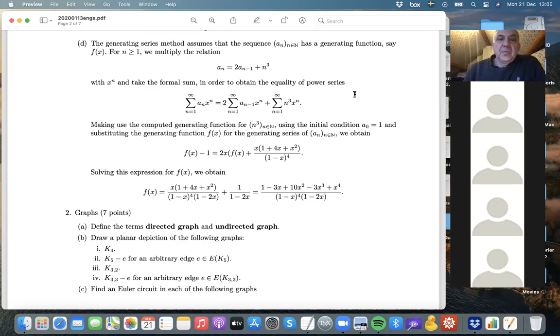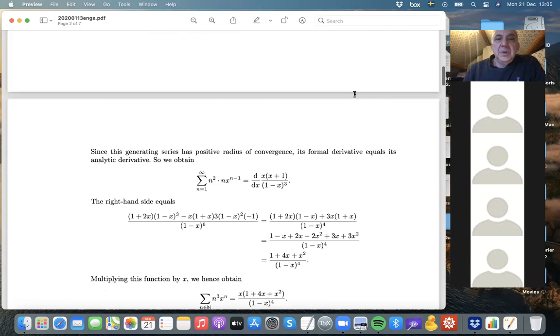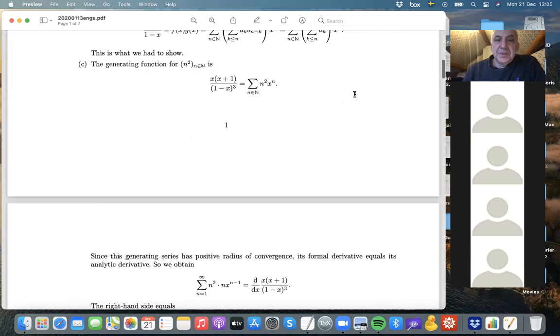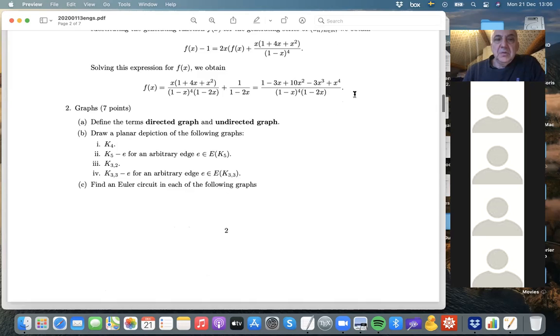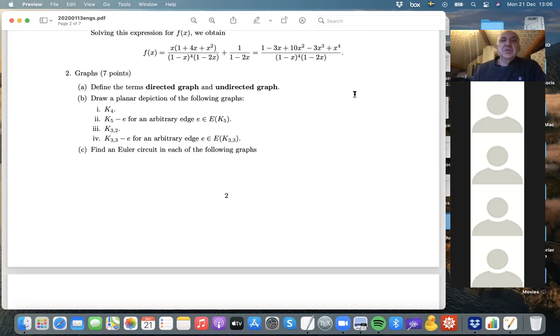Okay, so we are more or less done with the first exercise here. Now we're going to the second exercise, which is about graphs. The first one, again, is a terminology question, a definition question: define the term directed and undirected graph. Okay, so we start with a directed graph, which might be a little bit easier.